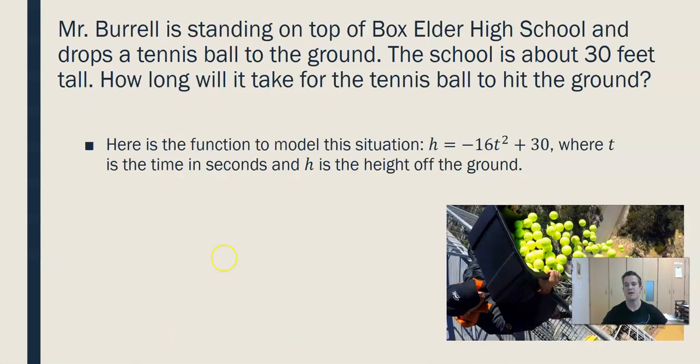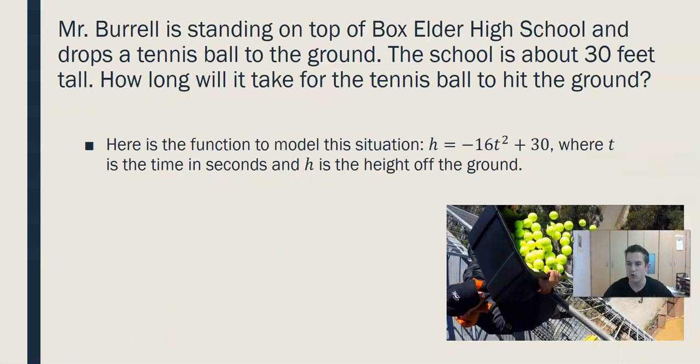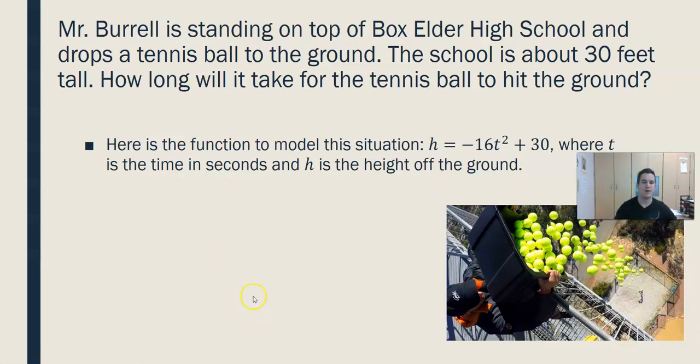Okay, let's go through a real-world type problem. I love this problem because you might have seen the video that I made hinting at this. But say Mr. Burrell is standing on top of Box Elder High School and drops the tennis ball to the ground. The school is about 30 feet tall. How long will it take for the tennis ball to hit the ground?